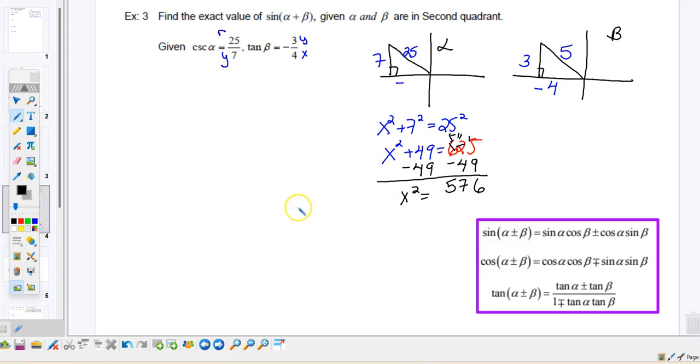X squared equals 576. Oh man, what multiplies by itself to be 576? This is a Pythagorean triple I think we're going to write out so that we just have it memorized. So the square root of 576 is 24. So let's pause here a second. The common Pythagorean triples are, where can we write these? Maybe you should write these on your calendar. That would be really good.